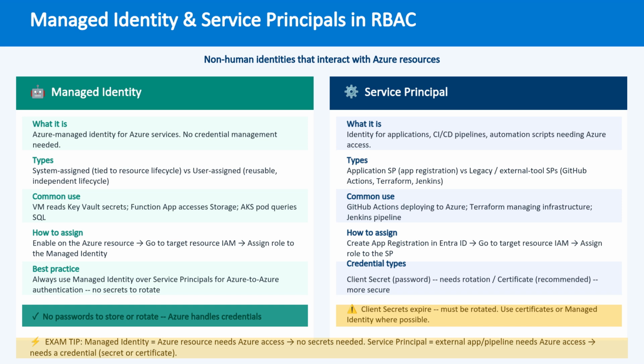Finally, an exam tip. If the scenario involves an Azure VM needs to read from Key Vault, use managed identity. If it's a GitHub Actions workflow needs to deploy resources, use service principal.